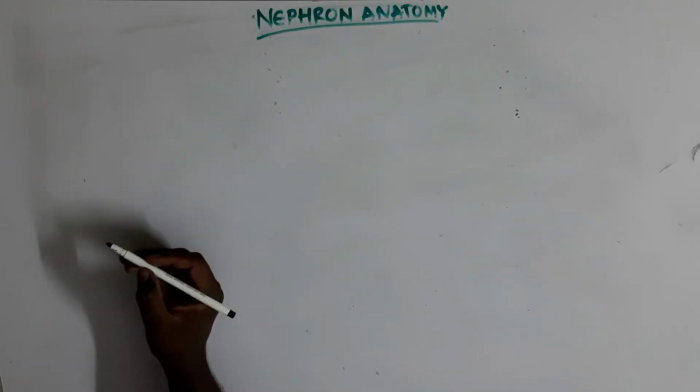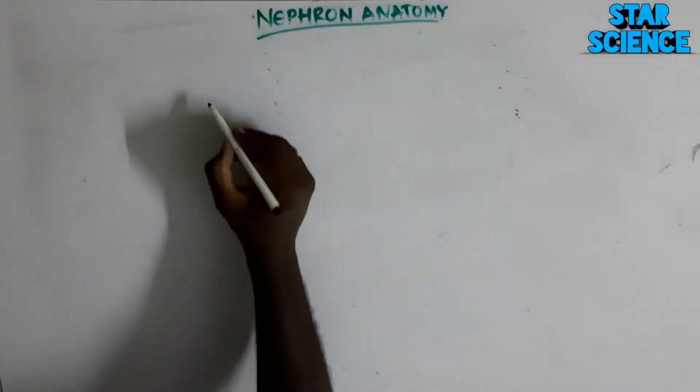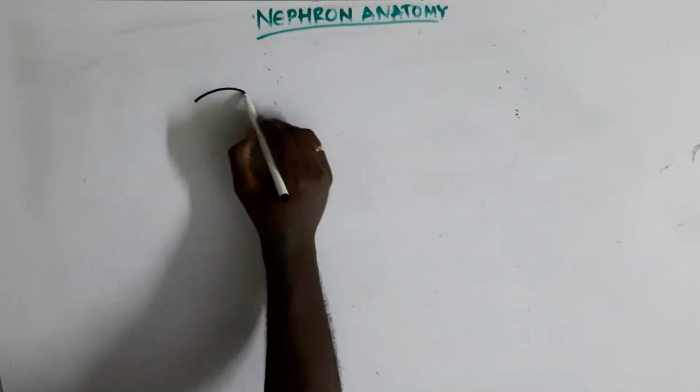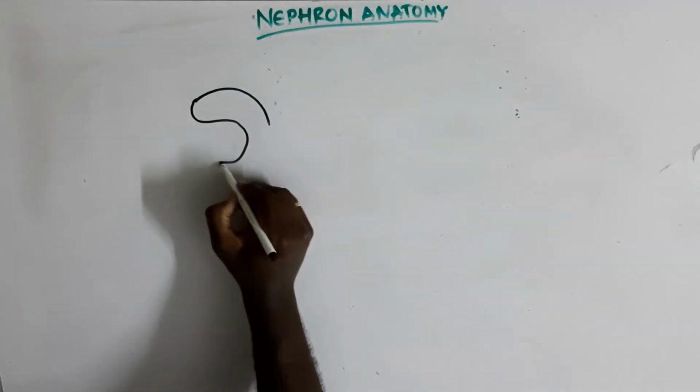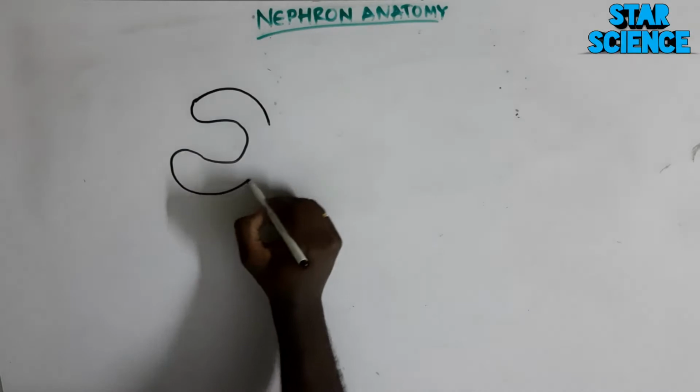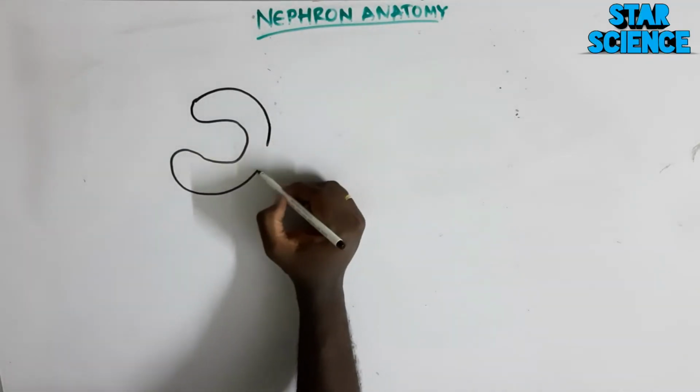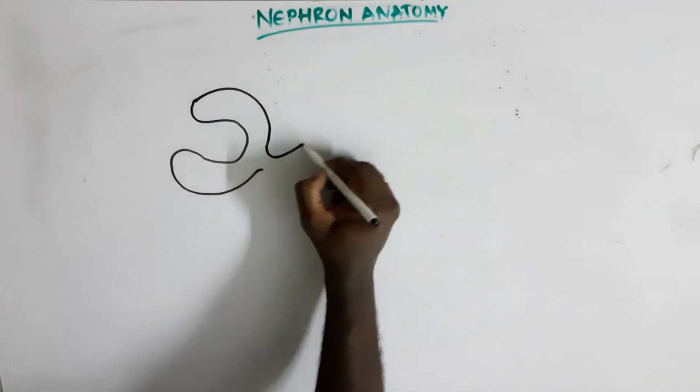First of all, we have to be well acquainted with the nephron. There are almost 2.5 million nephrons in both the kidneys. You have to remember the structure which I am drawing right now.